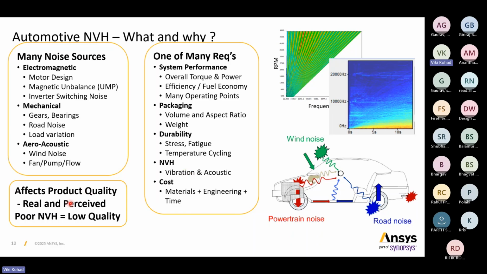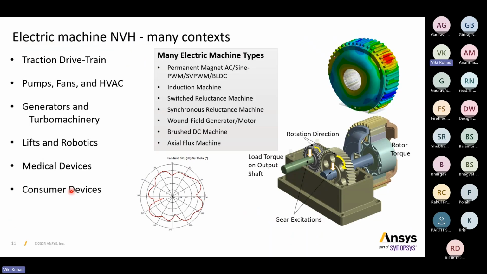Poor NVH means the quality of your product is also poor. That is why it is important to see the natural frequencies, what the vibration patterns are, and at which mode the vibration looks like what. That part we have to see here. These are the applications in which you can see NVH: traction drivetrains, pumps, fans, and different types of machines where you can see noise and vibrations.